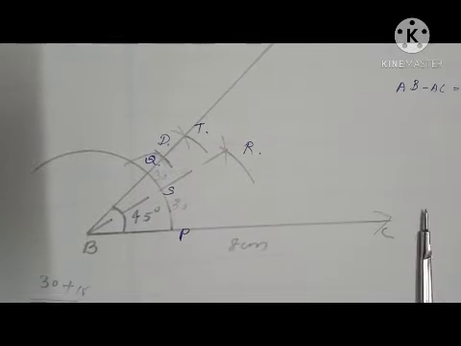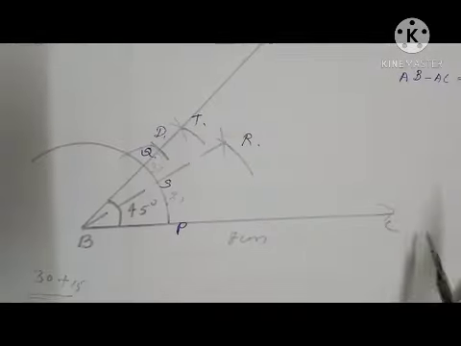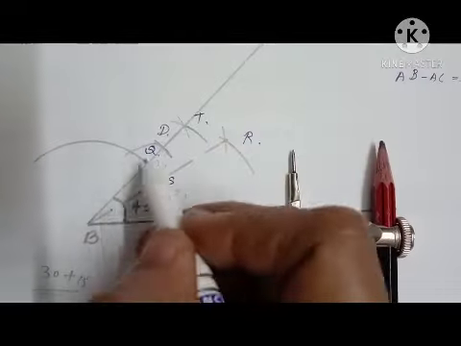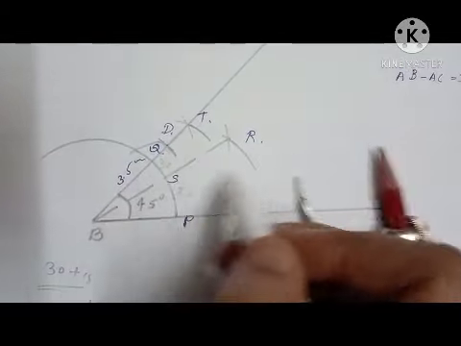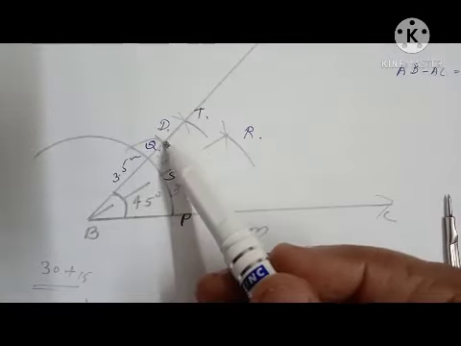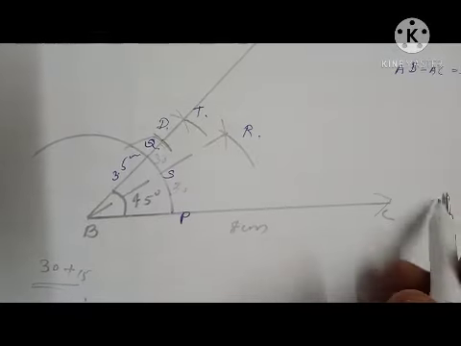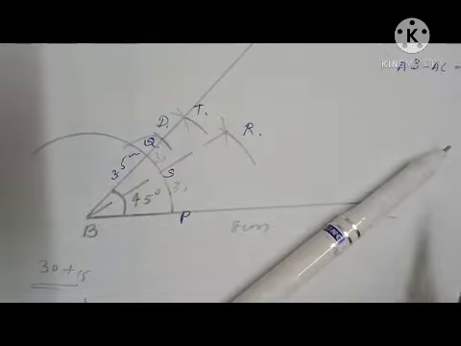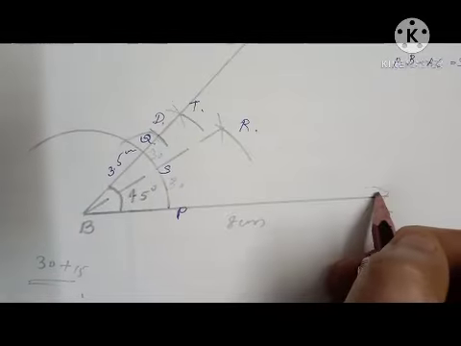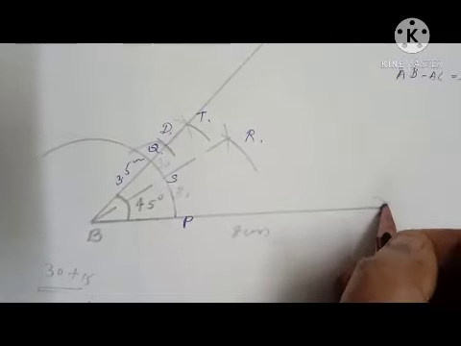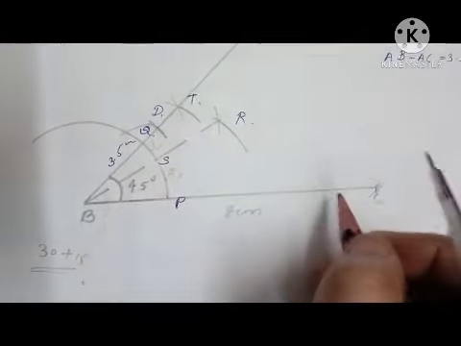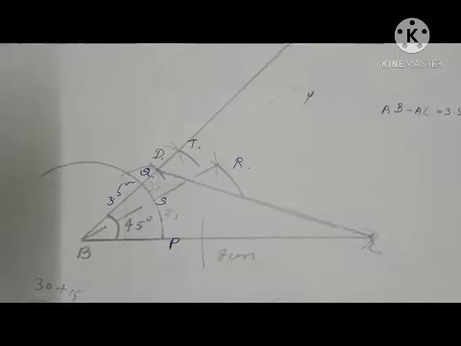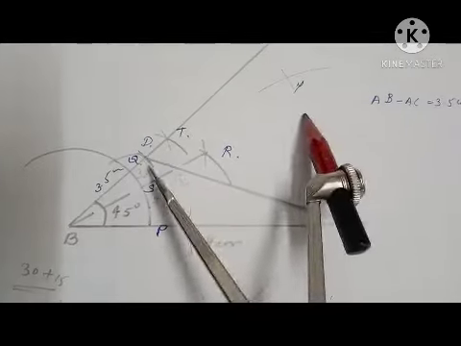Then as the last question, we have to join this D and C. Now this measure will be what? 3.5 centimeter. This D to B. Then we have to join this D and C. Okay, D and C. This is not a line. This is the line segment. Not a line. It is a line segment, right? Then we have to join this D and C. Now this is the line segment joining C and D.